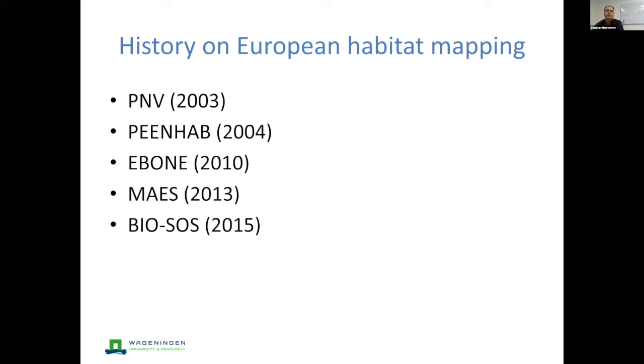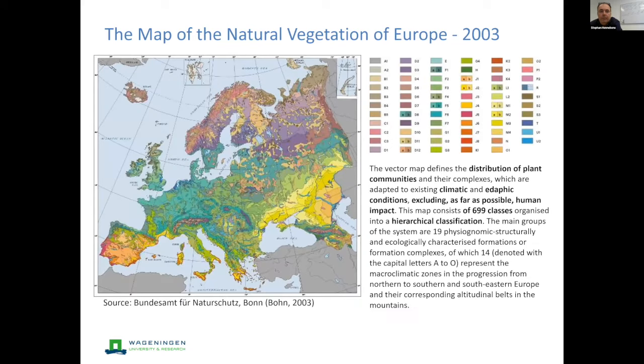If we look at the history of European habitat mapping from our perspective, in all those activities we have been involved in, I will sequentially go through them. One of the first big initiatives, which started already in the early 2000s, is the map of the natural vegetation of Europe. It's a vector map with the distribution of the plant communities, and there's a lot of work in it. It has more than 619 classes, and it also has a lot of information about characteristic species behind it.